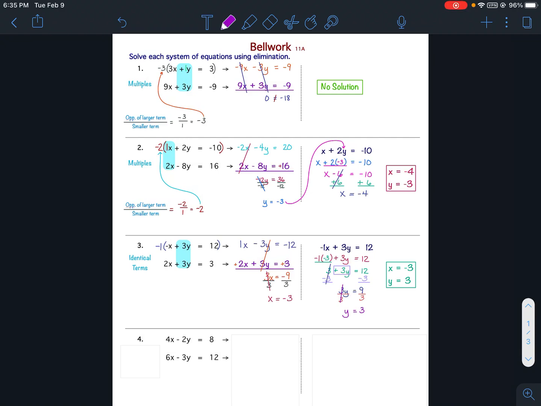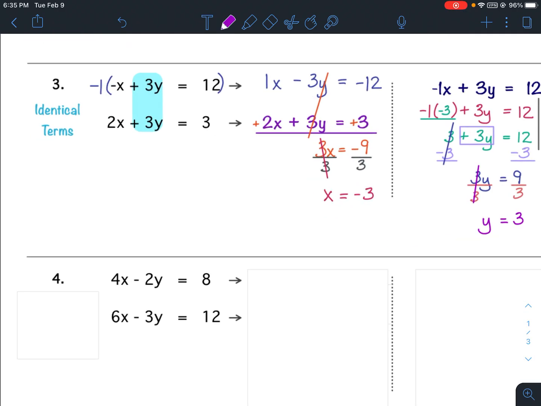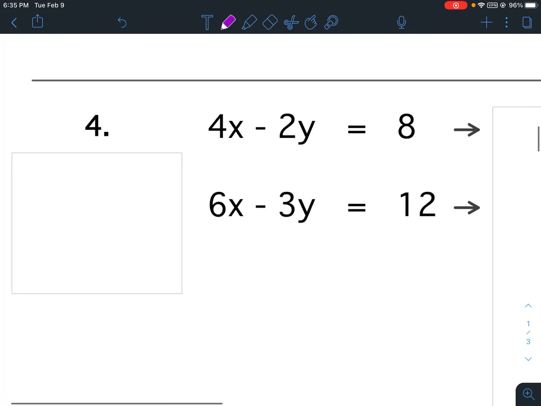Bellwork 11A, question number 4. Do I have opposites? No, I do not. Do I have identical terms? No, I do not. Do I have multiples? Does 4 divide into 6? No, so 6 is not a multiple of 4.